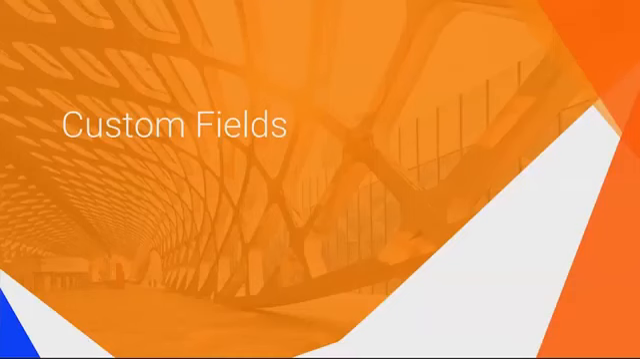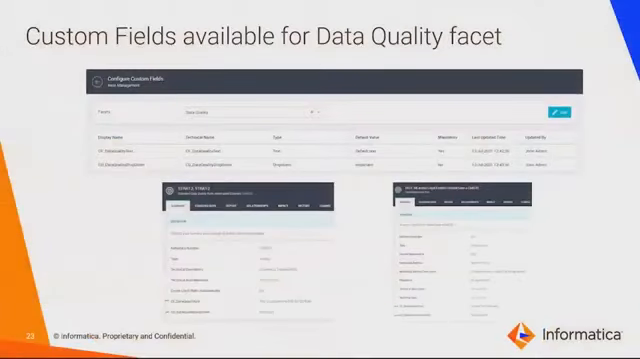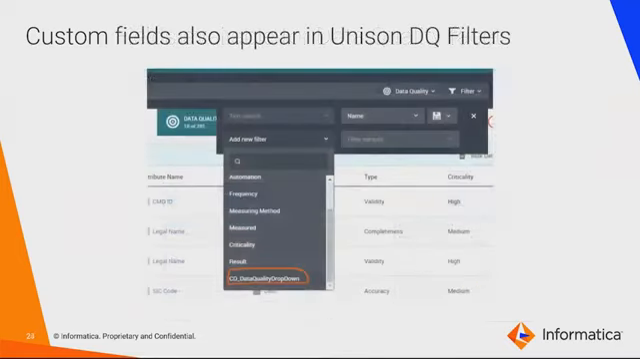Moving on, we'll discuss the custom fields which were introduced for DQ, the data quality facet. Earlier to 721, we did not have the custom fields for the data quality facet alone. Now we have introduced the same capabilities which were present for other facets for data quality. And this data quality custom field also participates in the Unison filtering capability, so the user can use the custom field.